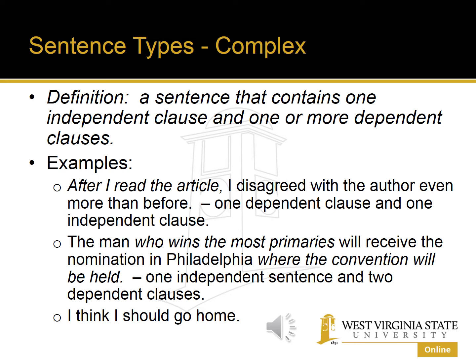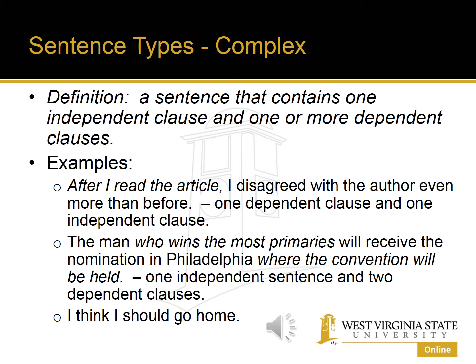Now, what makes this particular example interesting is that we have a second dependent clause, where the convention will be held. Here in this second dependent clause, we have the subordinating conjunction where, we have the subject convention, and we have the verb will be held. So here's an example. It's still a complex sentence, even though it has two dependent clauses. It's a complex sentence because it only has one independent clause.